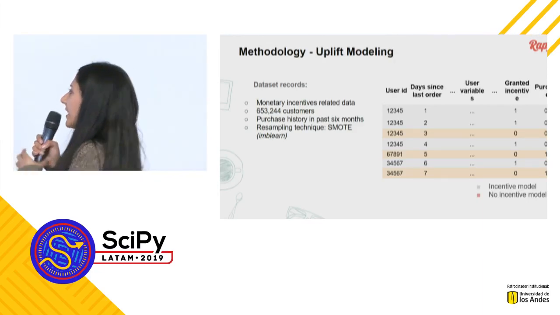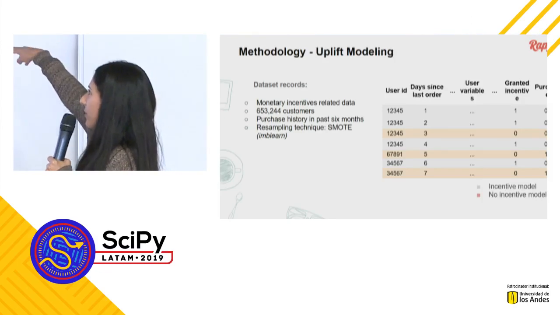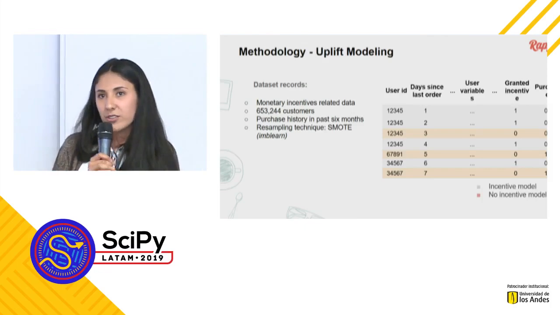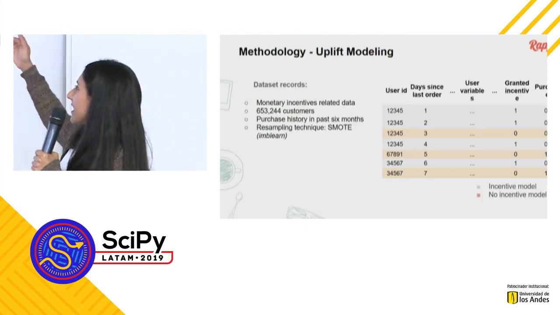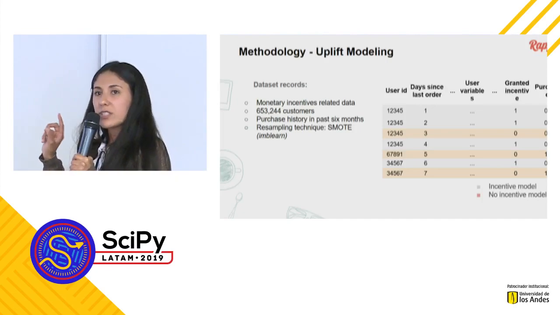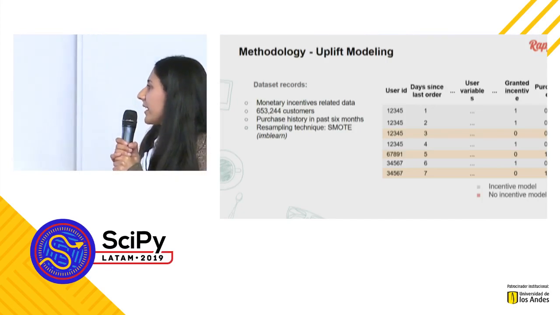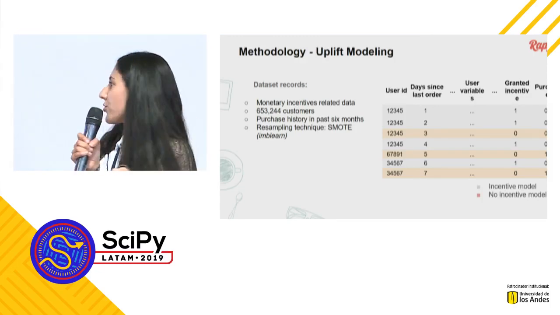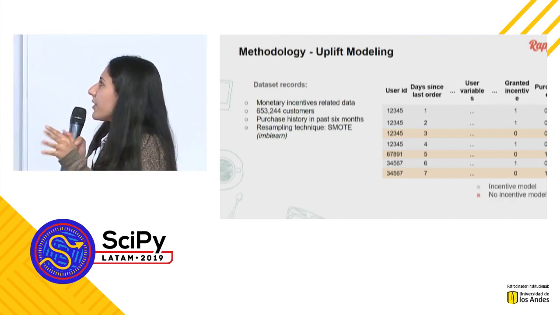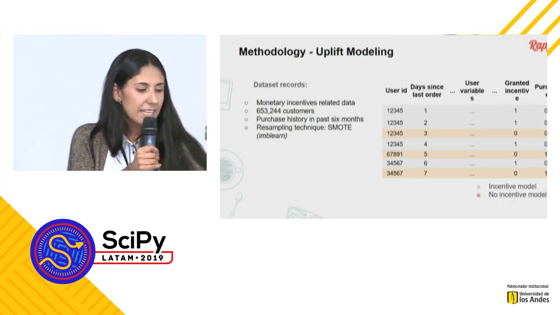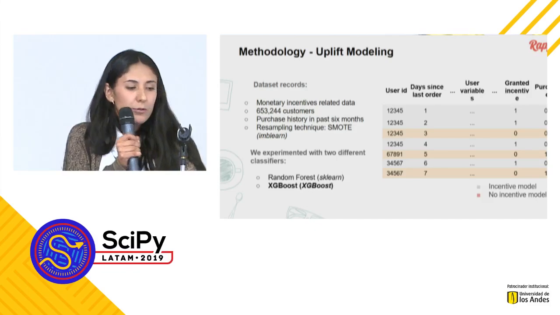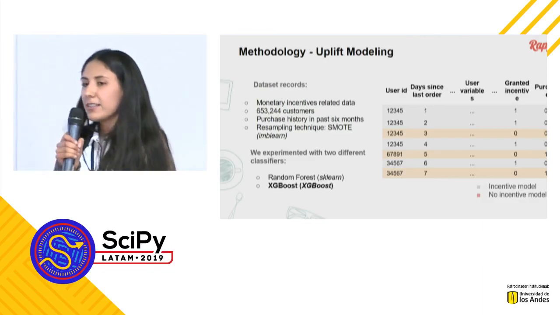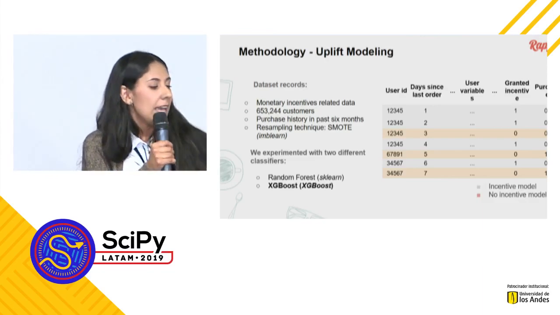As we can see, the red rows are the ones in which an incentive was not granted to the users. So these observations, the ones in which an incentive was not granted, are used to train the no incentive model, and the observations in which an incentive was granted are used to train the incentive model. So with this we built the two models that I explained before. We tried different types of models, random forest, XGBoost. We finally selected XGBoost because of computation time.